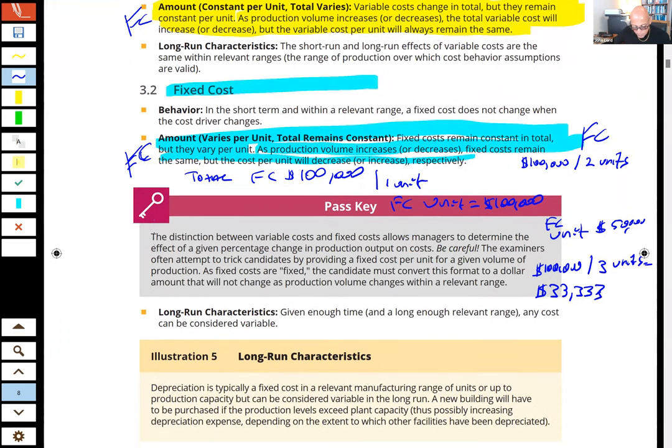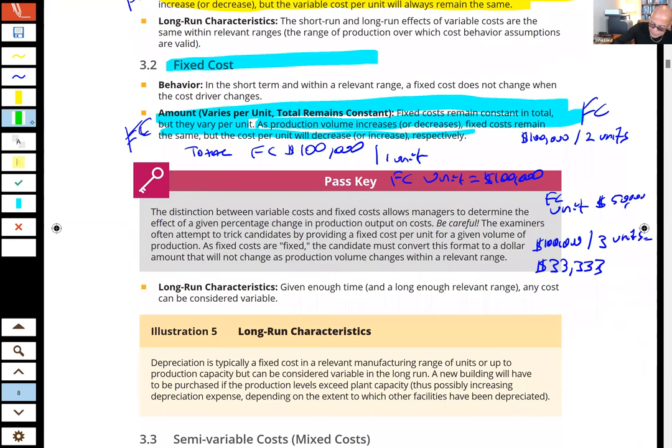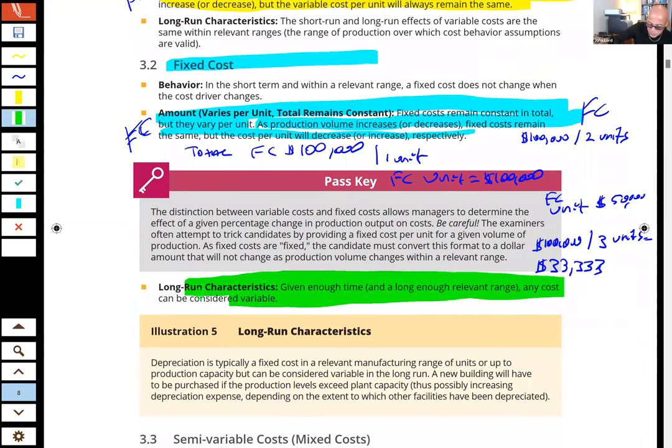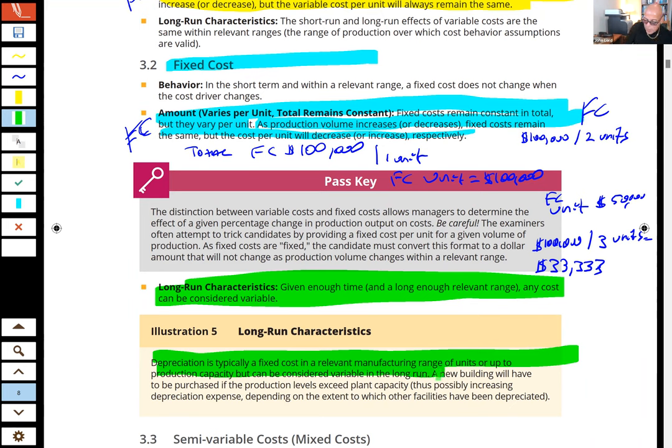Now, long-run characteristics. They tell us that given enough time, any cost could be considered variable, and they use the term relevant range for that. For example, factory depreciation is fixed until you produce so many units that you have to build another factory building. So in the long run, they consider all costs to be variable, and they use that term in the relevant range. When you see that term, that's what they're talking about. In the relevant range, costs are fixed, but the relevant range just considers that you're not going to have to build a whole other factory building or exceed factory capacity.